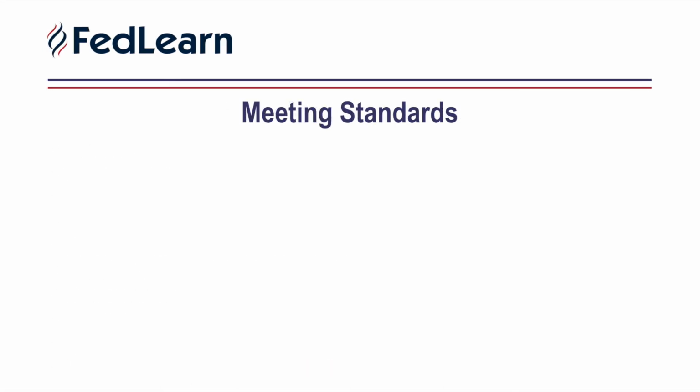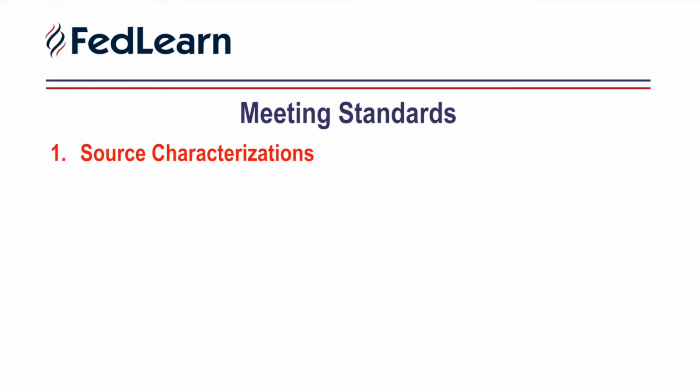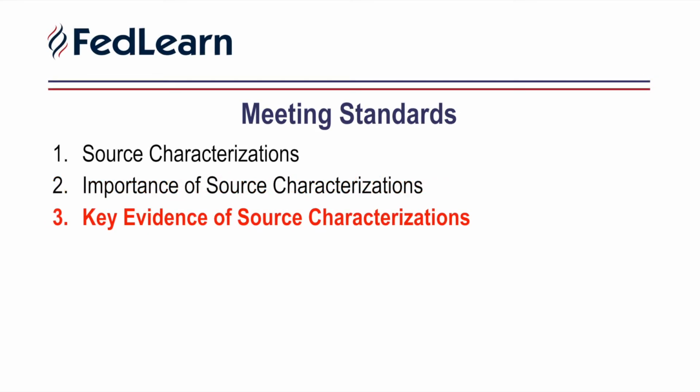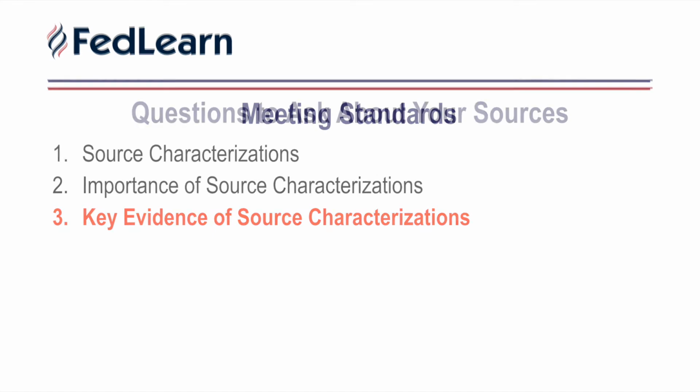Now let's talk about how to meet this sourcing standard in your analytic product. Once you have evaluated your sources, then you should think about the best way to describe them for your client. Defense intelligence describes three ways of communicating sources. First, source characterizations. 2, importance of source characterizations, and 3, key evidence of source characterizations. You should use all three of these methods to describe the quality of the information supporting your analysis.